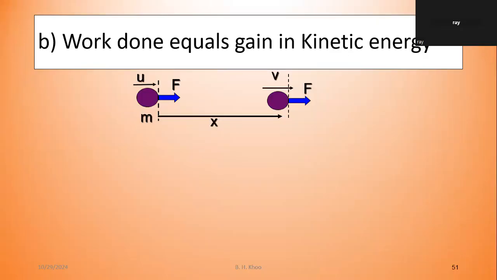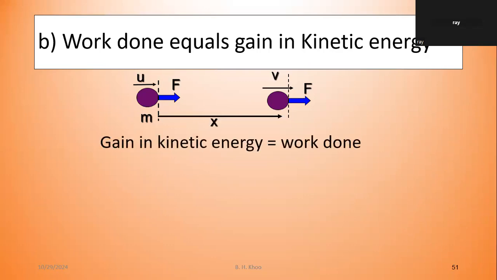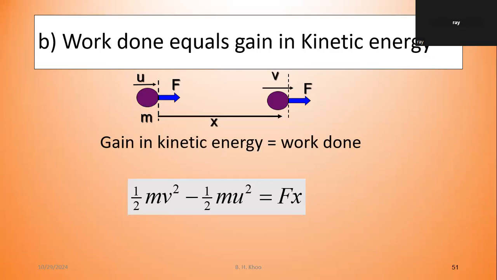Right, so we have a formula. We can write down that gain in kinetic energy equals work done. If initial speed is u, final speed is v, then the final kinetic energy minus initial kinetic energy equals work done.